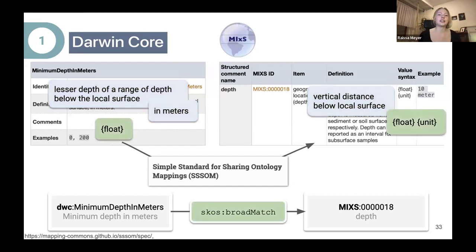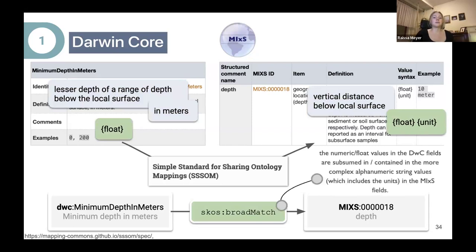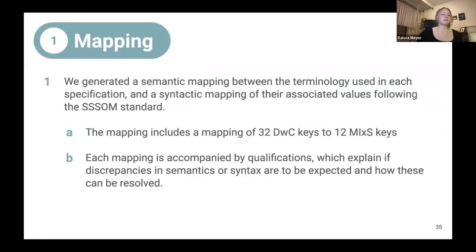And then in green, we're looking at the syntax, where we can see that one has the float, and one has the float and the unit. And again, that was a broad match. This is why I'm saying it's maybe suboptimal, because it's not as intuitive as we'd like it to be. But our reasoning here was that the numeric float value in the Darwin Core field is kind of contained in the more complex alphanumerical string value in the MIxS field. And that's why the MIxS term was broader than the Darwin Core term. And I think that's what I have on the mapping so far.